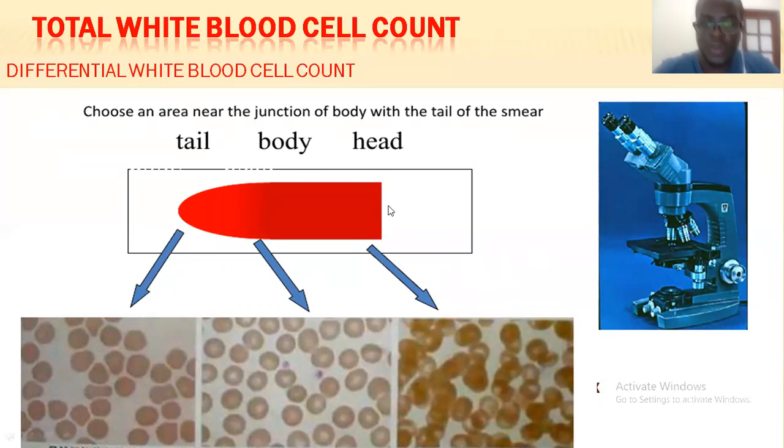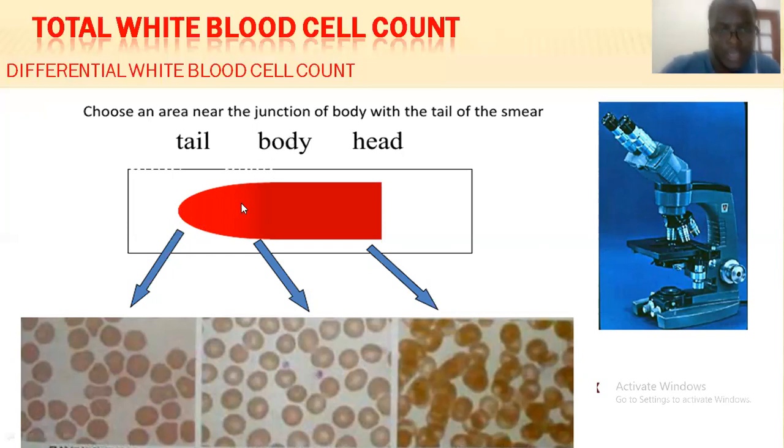The head is where you put the drop. It means that the concentration of cells here is greater. The cells are not spaced very well here. It's very difficult for you to do a differential white blood cell count here. Why? Because you have cells that are stacking on one another. So it's very difficult to do a count here. But within the body, you can see that the cells are spaced, and then you can do your count. When you're looking at the tail, the concentration of the cells is even less, so you find that the cells are more spaced out. So the best location for you to do a differential white blood cell count is the junction between the tail and the body.